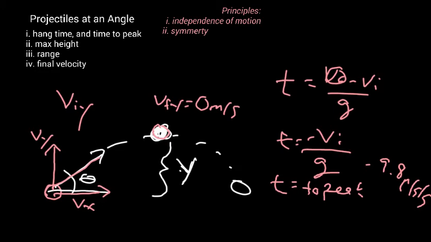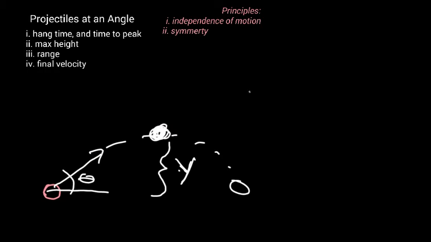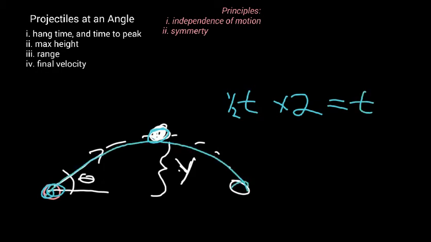And then what do you do with that time? If you have the time it takes to go from here to here, and that's the half time, well, then you simply multiply it by 2, and that'll give you the entire hang time as it goes through the entire parabolic trajectory. So that's how you're going to find the time.